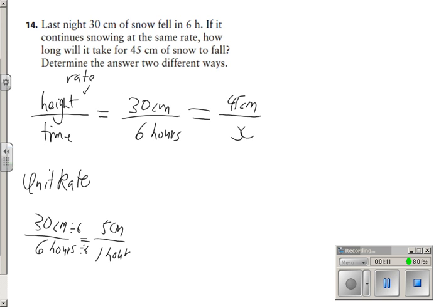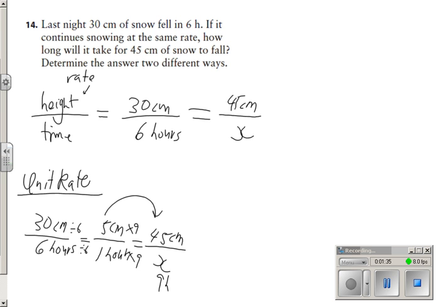And then I could take that and say, well, how long therefore will it take for 45? And I can look here to here and say, well, what I'm doing is that's actually 9 times as much snow as falls in 1 hour. So therefore, it'll be 9 times 1 hour, or 9 hours it will take for 45 centimeters of snow to fall. That's one way, is to break it down into a unit rate.